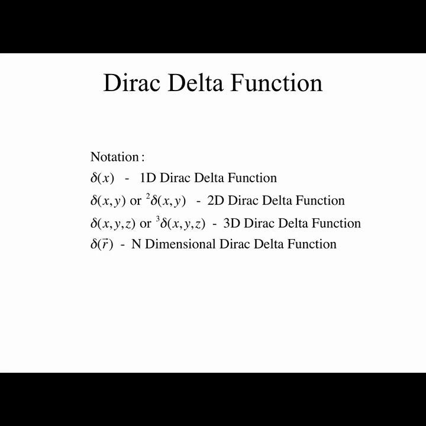The way we denote the impulse is we call it the Dirac delta function, after the physicist Paul Dirac. In 1D, it's just delta of x. In 2D, it's delta of x, y, or sometimes people denote it with this thing. And in 3D, it's delta of x, y, z. And you can go to n dimensions.